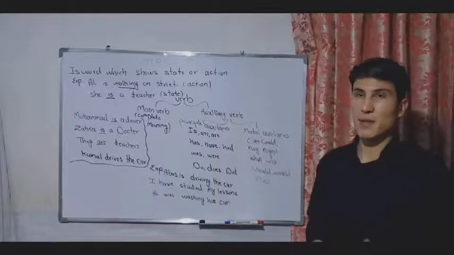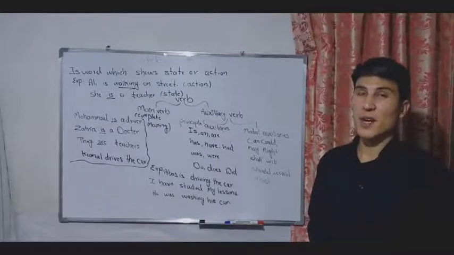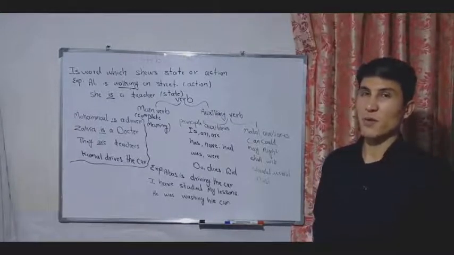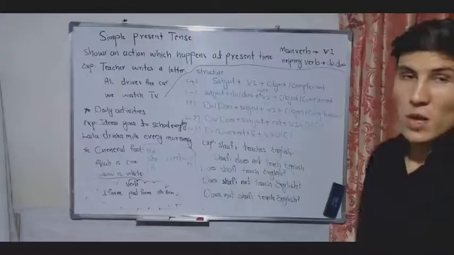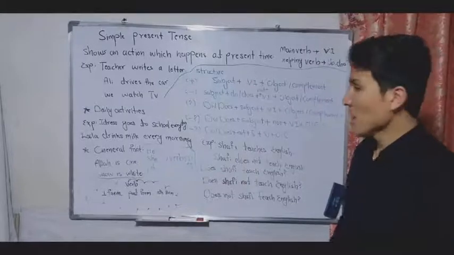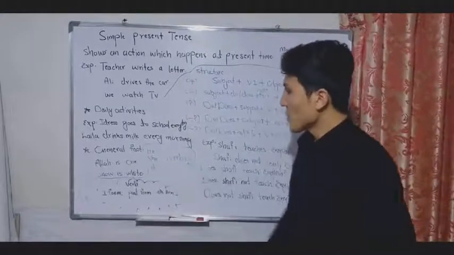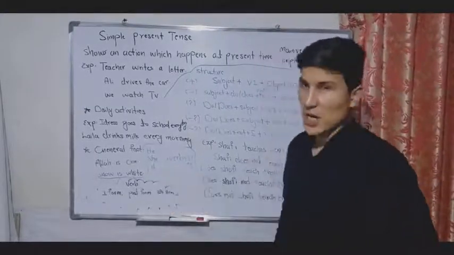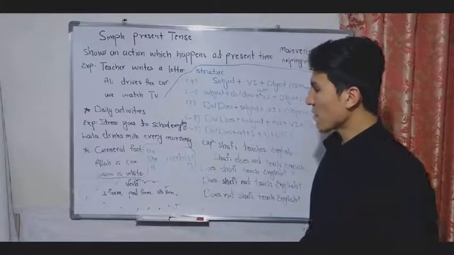Whenever you see an example, you can identify or determine the verb in that sentence. Now we study simple present tense. Before that, one thing that you should know: in the English language, the verb has three forms.